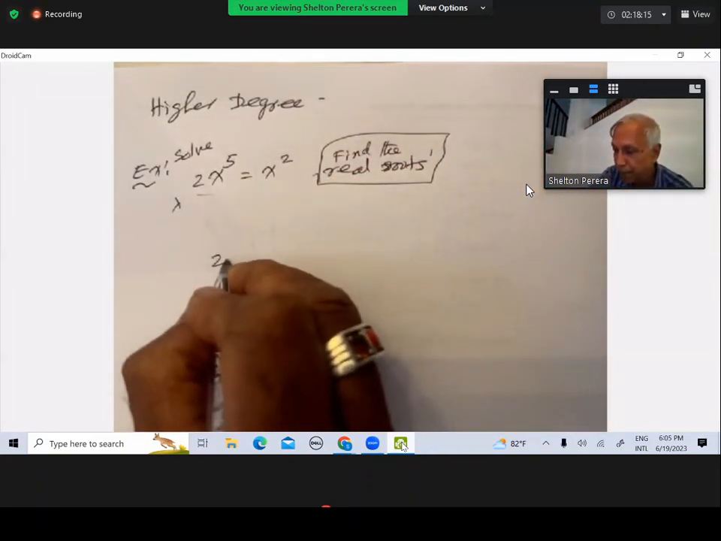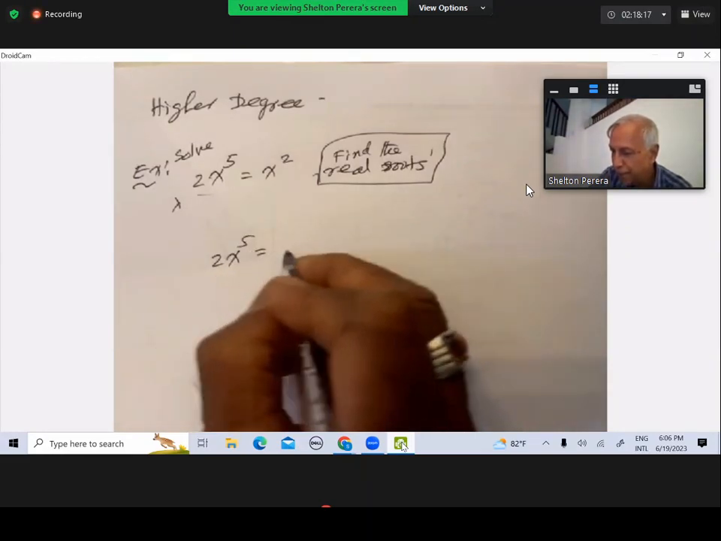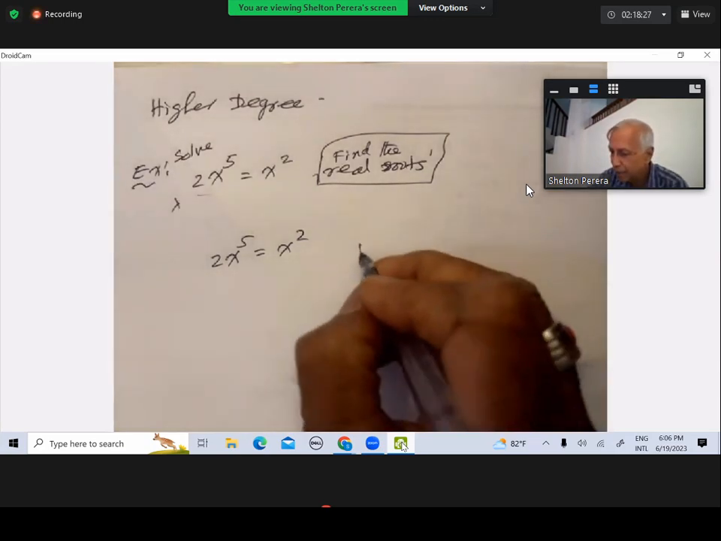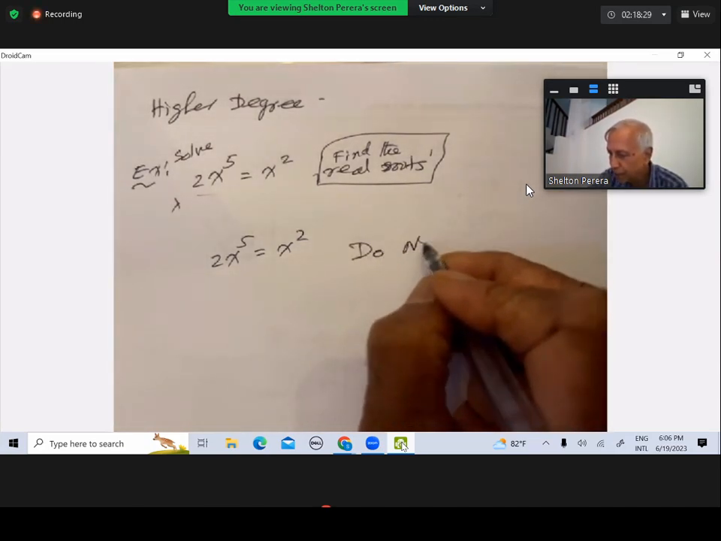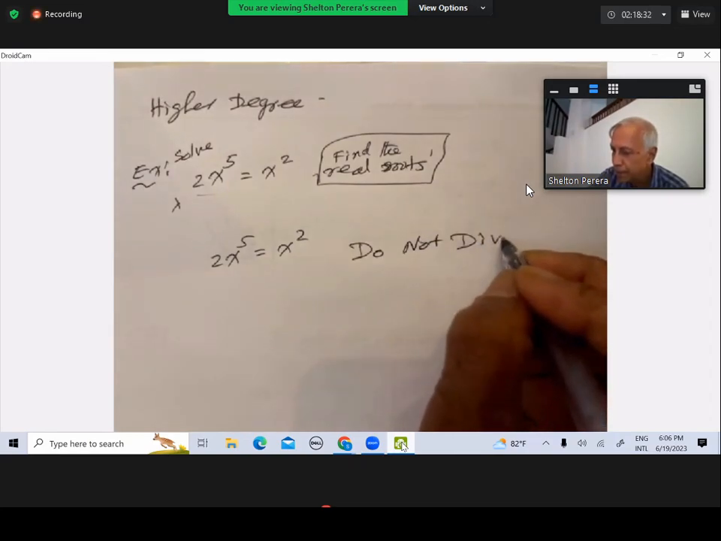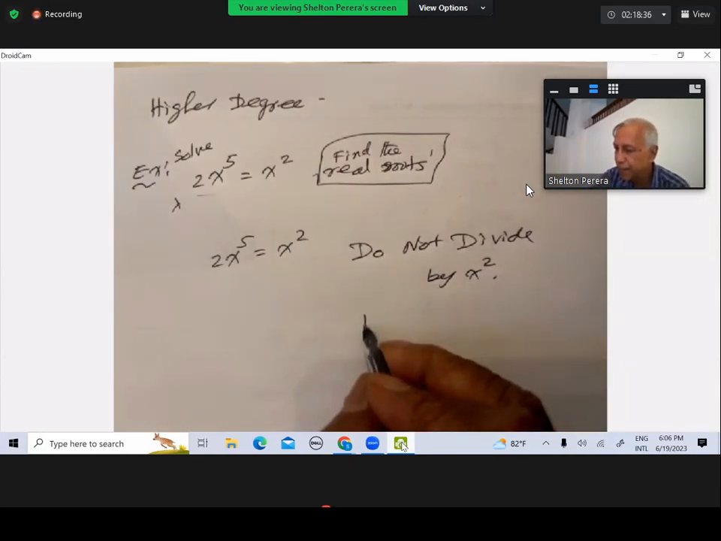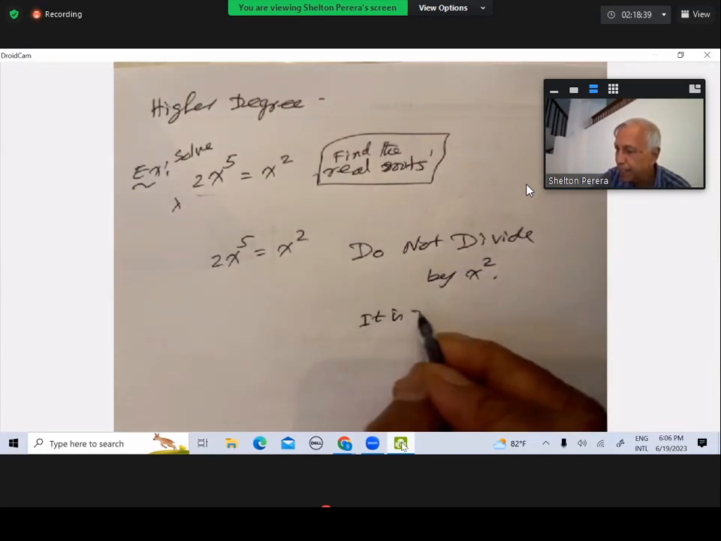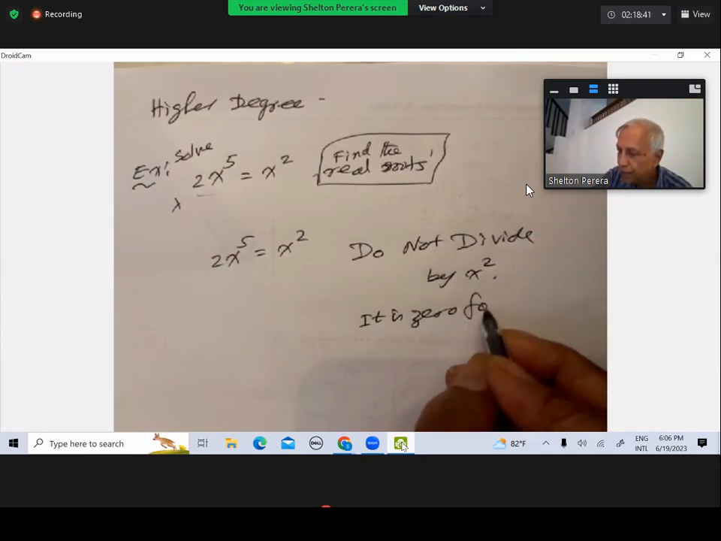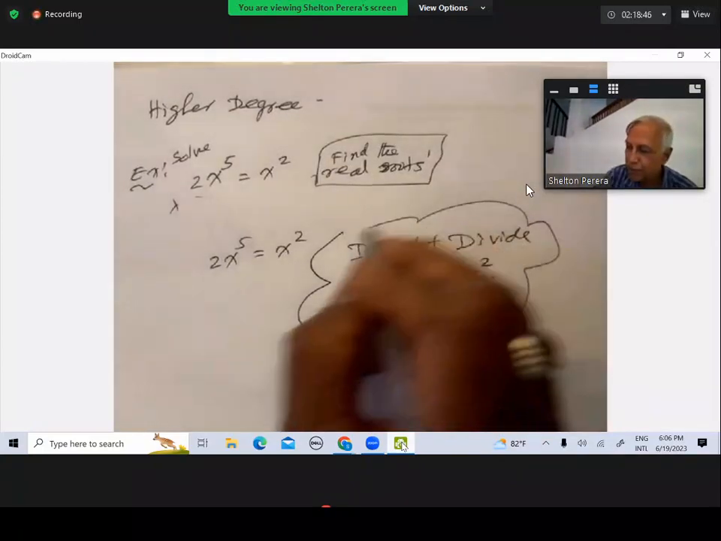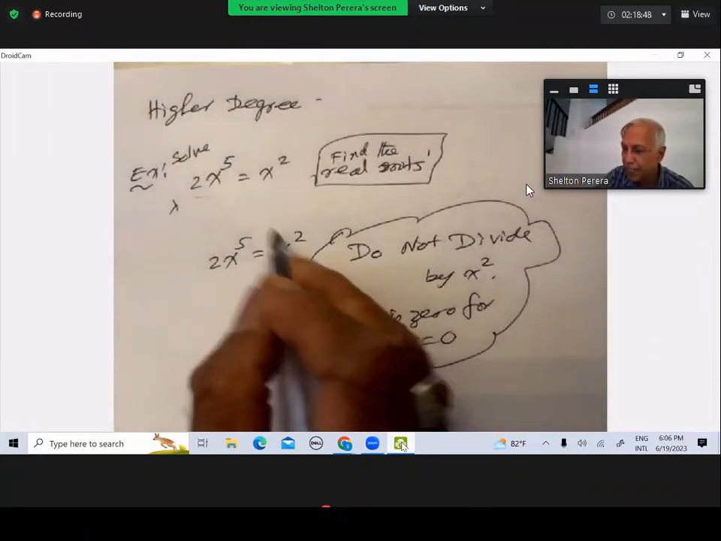That mistake would come up. X to the power 5 equals x squared. Do not divide by x squared, because we don't know whether x is 0 or not. It may be 0. It is 0 for x equals 0. So if you divide, you lose that solution. So best is to take this to the other side.